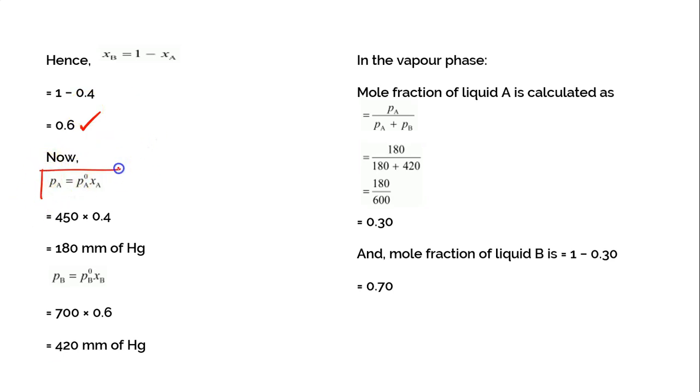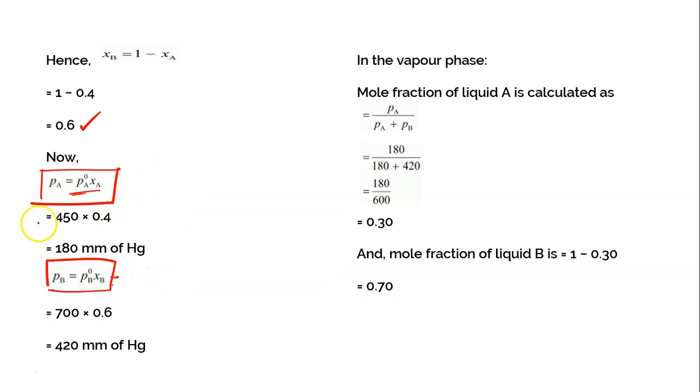So since we know PA is equal to PA naught XA, you know what PA naught is and you know what XA is, right? PA is the vapor pressure of component A in the solution, and this is what we are calculating now. PA naught is the vapor pressure of pure solvent A and XA is the mole fraction of A. You know these two terms. PA naught is given in the question, XA we just have calculated. Substitute them to calculate PA. Similarly, substitute PB naught and XB in this formula to calculate PB.